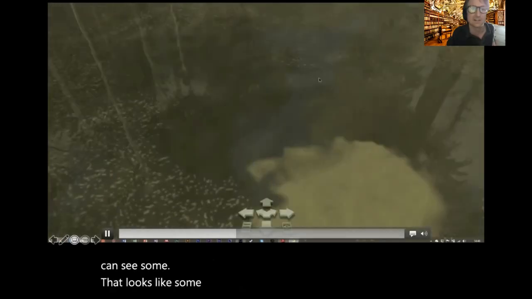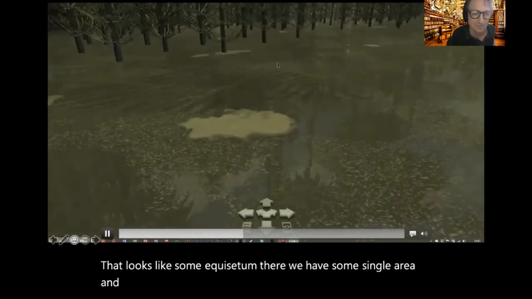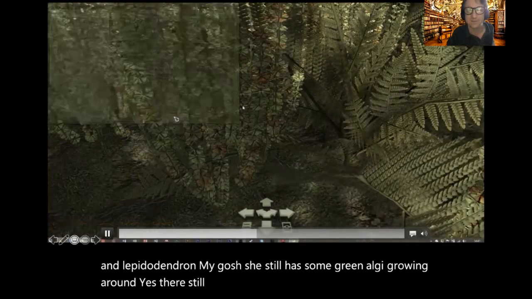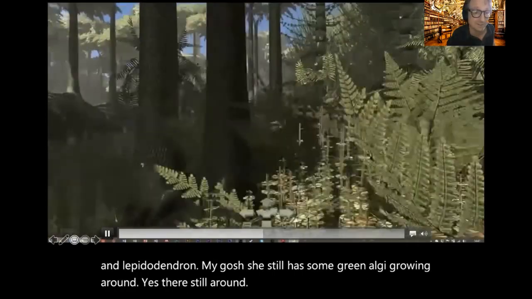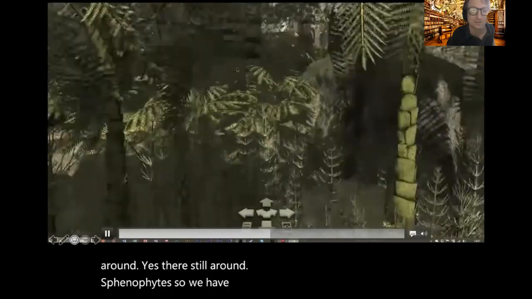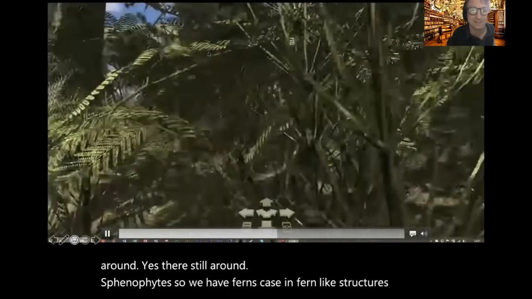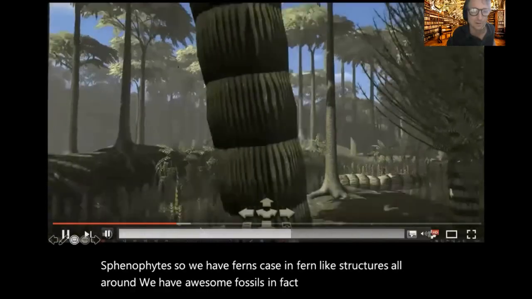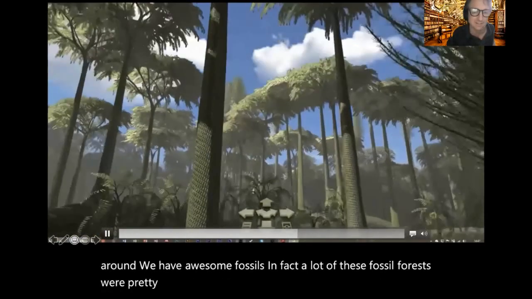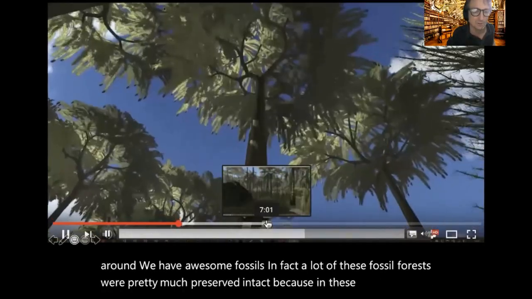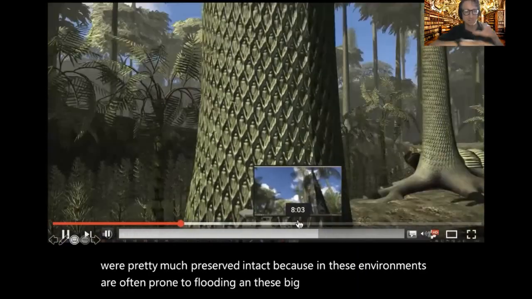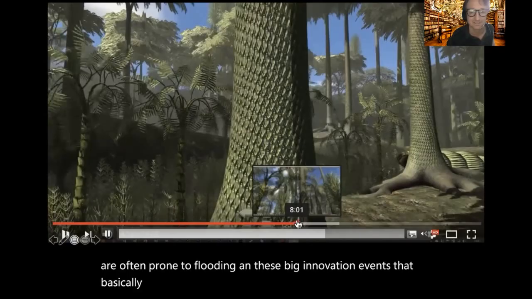We have some Sigillaria and Lepidodendron. Oh my gosh, you still have some green algae growing around. Yes, they're still around. A spermatophyte. So we have ferns, okay, some fern-like structures all around. We have awesome fossils. In fact, a lot of these fossil forests were pretty much preserved intact because these environments are often prone to flooding and these big inundation events that basically buried and fossilized everything.